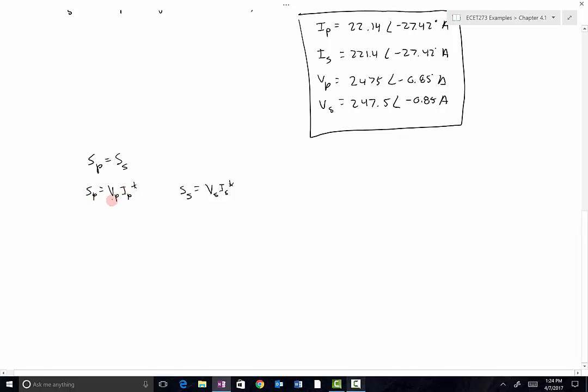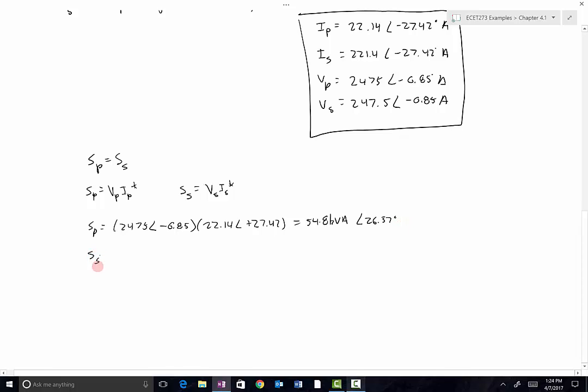Apparent power in the primary is equal to the primary voltage times the primary current complex conjugate. Similar in the secondary there. So we just plug these numbers in here. We get SP is equal to 2475 at an angle of negative 0.85. And then we multiply that by the complex conjugate of this, which is 22.14 at an angle of positive 27.42. We get 54.8 kVA at an angle of 26.57 degrees.